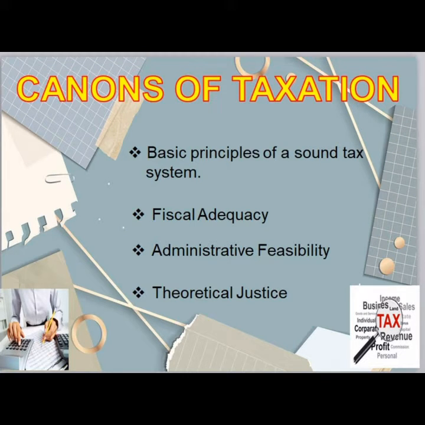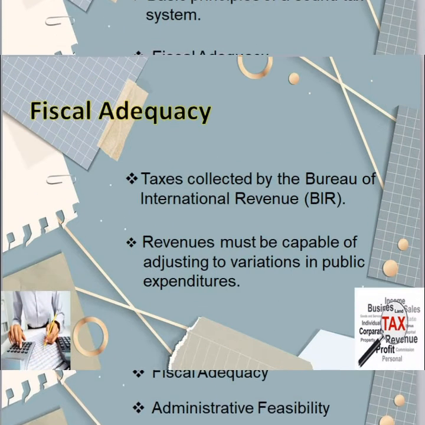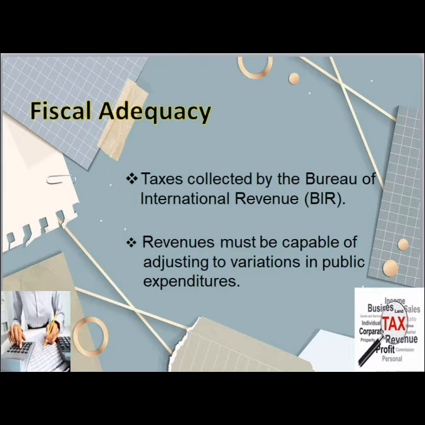Canons of taxation. These are the basic principles of a sound tax system. It simply means the characteristics or qualities which a good tax system shall possess. It is related to the administrative part of a tax. So there are three basic principles of a sound tax, which are fiscal adequacy, administrative feasibility, and theoretical justice. The first basic principle is fiscal adequacy.